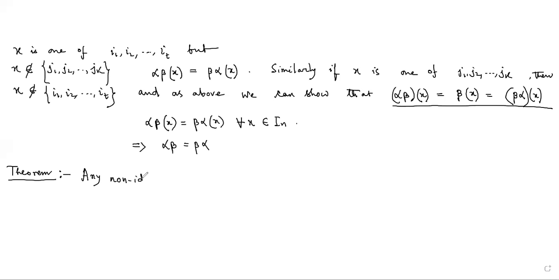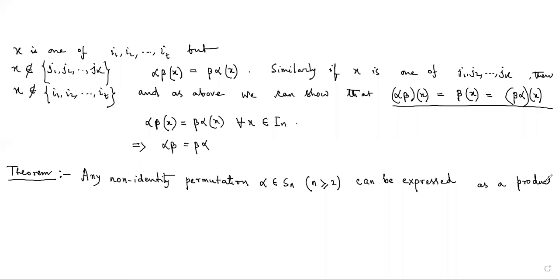Any non-identity permutation alpha belonging to the symmetric group Sn, n greater than or equal to 2, can be expressed as a product of disjoint cycles, where each cycle is of length greater than or equal to 2. Each cycle is of length greater than or equal to 2.